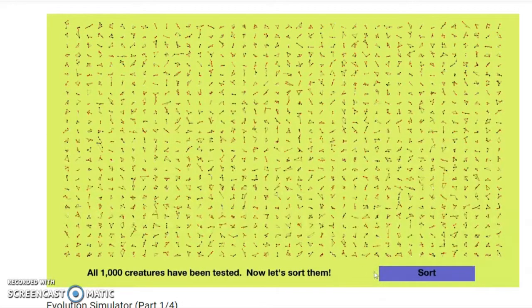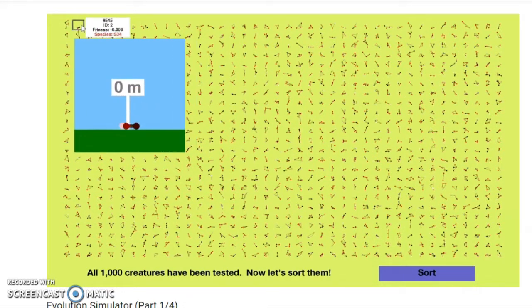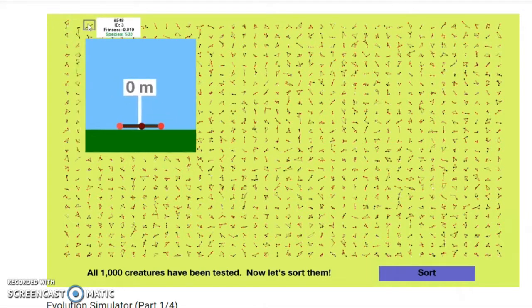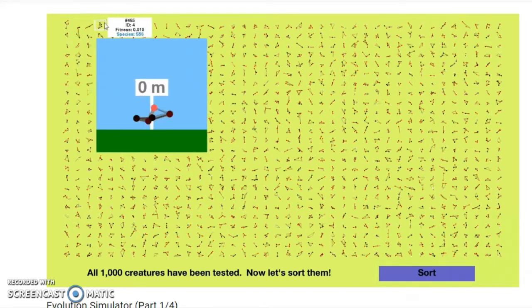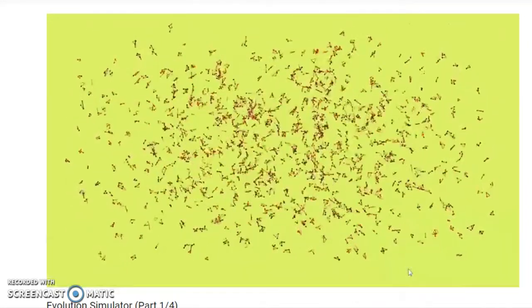All 1000 creatures have been tested. You can see creature 1 in the upper left. That's the one that kept collapsing and getting up again. And here's the rest of the first 4. Well, anyway, let's sort them all, from fastest to slowest. Going backward is considered very slow.